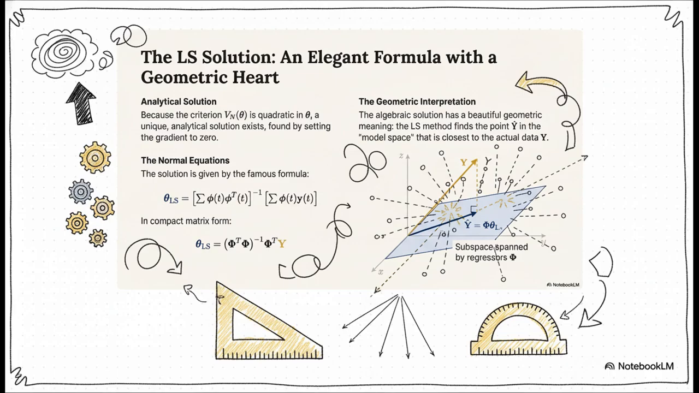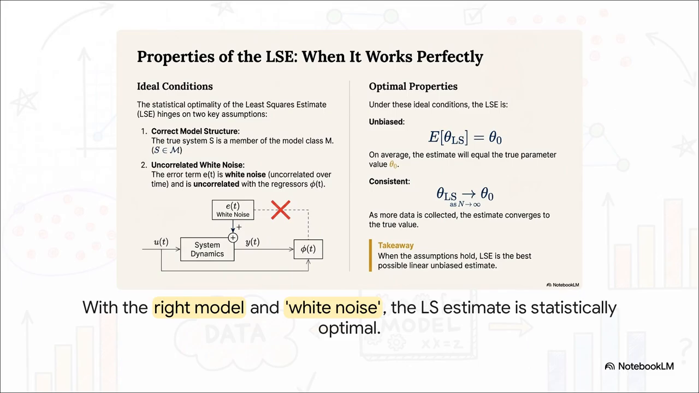This is that beautiful geometric meaning. Forget the scary formula for a second. Just imagine that all of your measurements, that whole vector y, exists as a single point in space. And all the possible predictions your model can make, they're forced to live on that blue plane, that subspace. The least squares formula does something that is just brilliantly simple. It finds the point on that plane, y-hat, that is geometrically closest to your actual data, y. The error we're minimizing is literally the shortest possible distance from our data to the world our model lives in. It's just an elegant projection. So, when does this amazing method work perfectly?